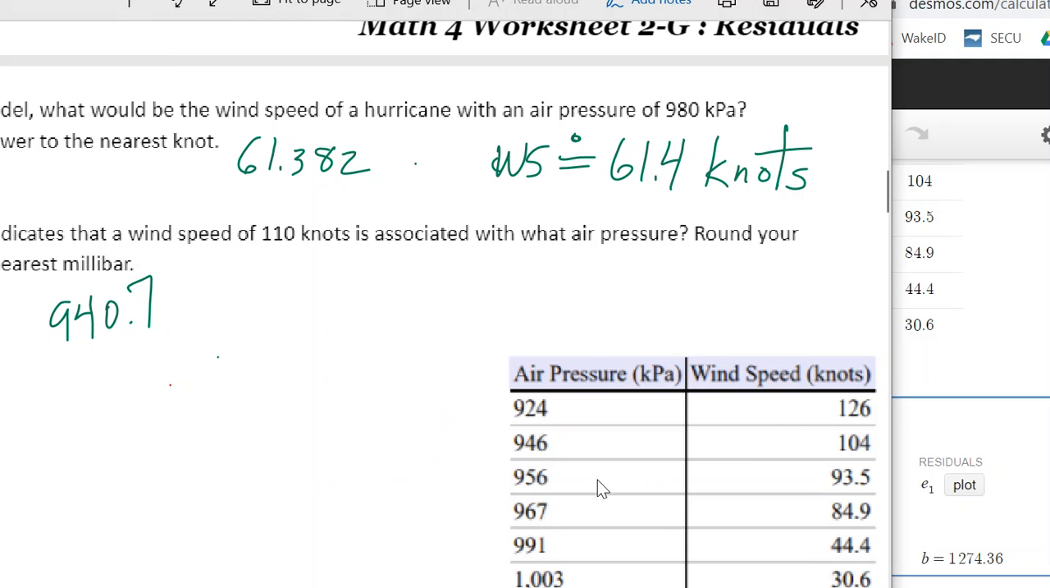I noticed that over here, all of my air pressures are whole numbers. So we're going to list it as 941. And that was rounded, so I'll put the dot over the equal sign like that.